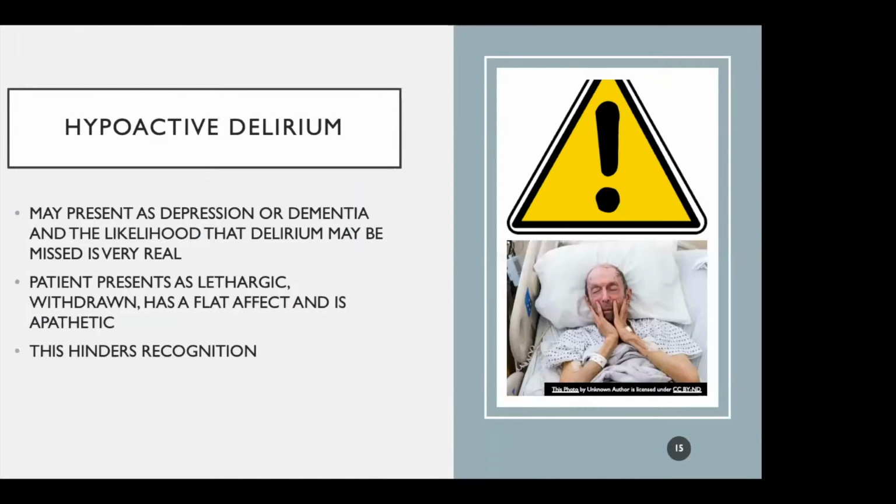Next slide. But again, just a word of caution about hypoactive delirium. Remember I said the outcomes are worse and also mortality is very high. First of all, because these people can present as very depressed or that they have dementia, and the likelihood of delirium may be totally missed. That means nursing home staff or mental health staff are thinking, oh, this is really a depression. Well, it's really a delirium.